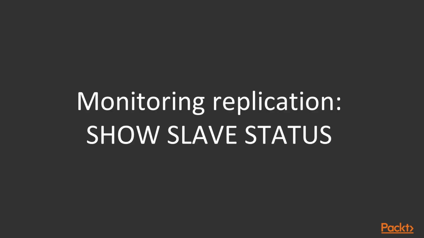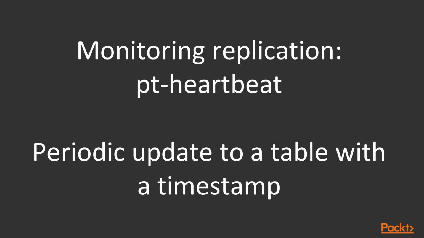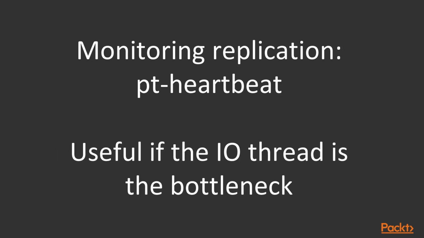We already used the show slave status command for monitoring replication. Apart from that, for more complicated replication setups like multi-source or group replication, there are tables in the performance schema as well. pt-heartbeat from Percona Toolkit monitors replication by writing a timestamp to a table periodically, which can be queried on the slave. This is useful if the IO thread is the bottleneck.